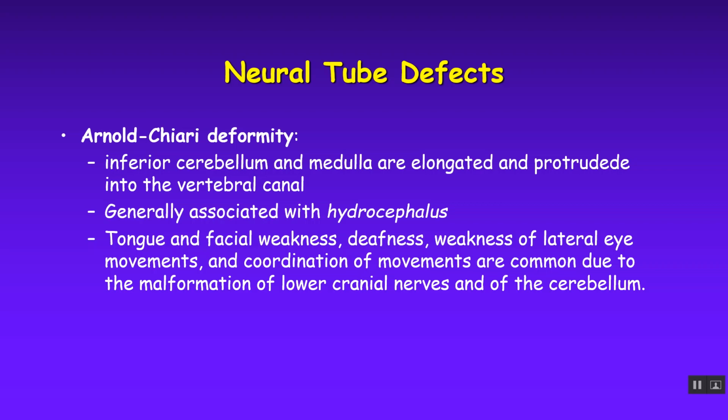Another neural tube defect is Arnold-Chiari malformation. Although I don't know why they call it a neural tube defect, it's really more of a defect in your foramen magnum, but I guess it could also be partly due to some of the neural tube problems. The inferior cerebellum and medulla are elongated and protrude into the vertebral canal through the foramen magnum. So you've got the medulla and the cerebellar tonsils, as we call them, pushing down through the foramen magnum, and it can create pressure there and actually block cerebrospinal fluid flow into that region.